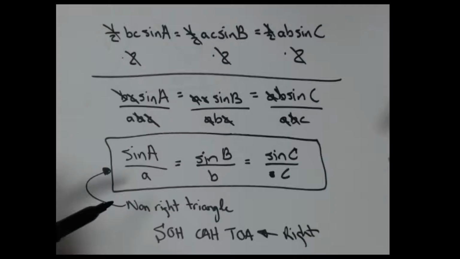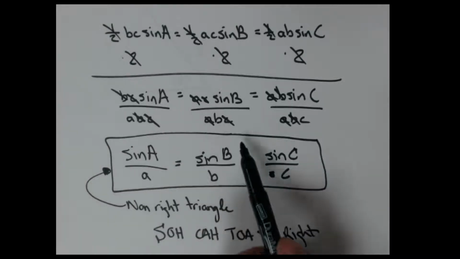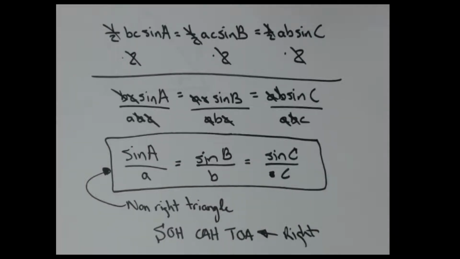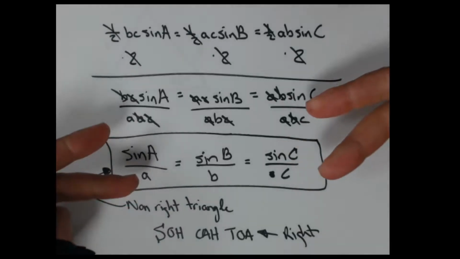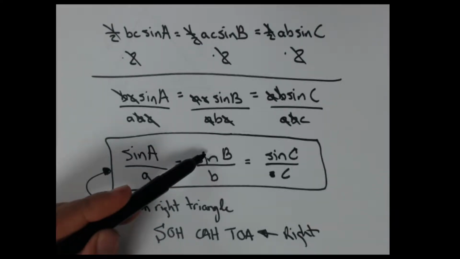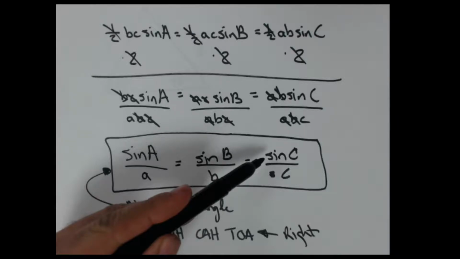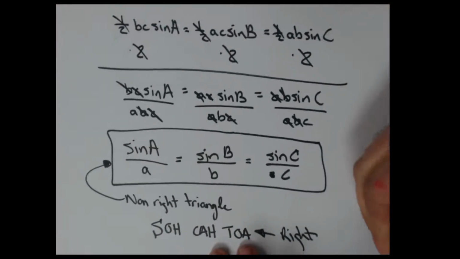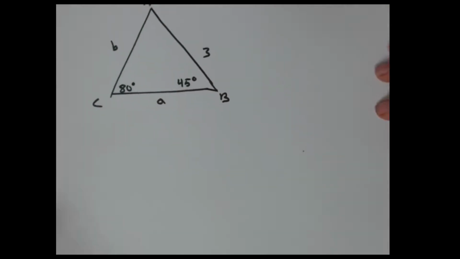So again, we have all of this. It's pretty easy to remember: A over A, B over B, C over C. And the exciting thing is, as long as you flip everything here, or take the reciprocal of all of these, it still holds true: A over sine A, B over sine B, C over sine C. Alright, so let's go over here now and do an example.